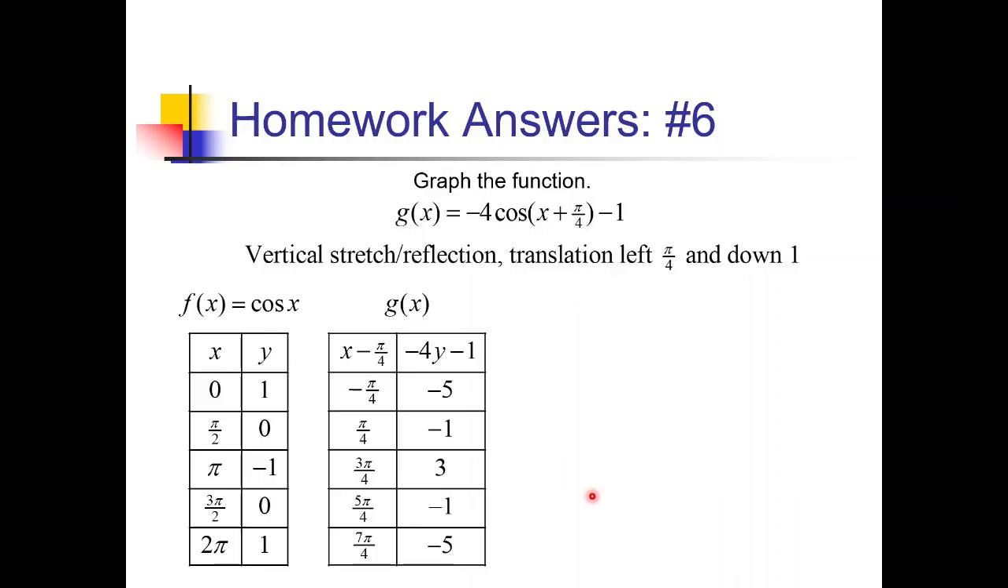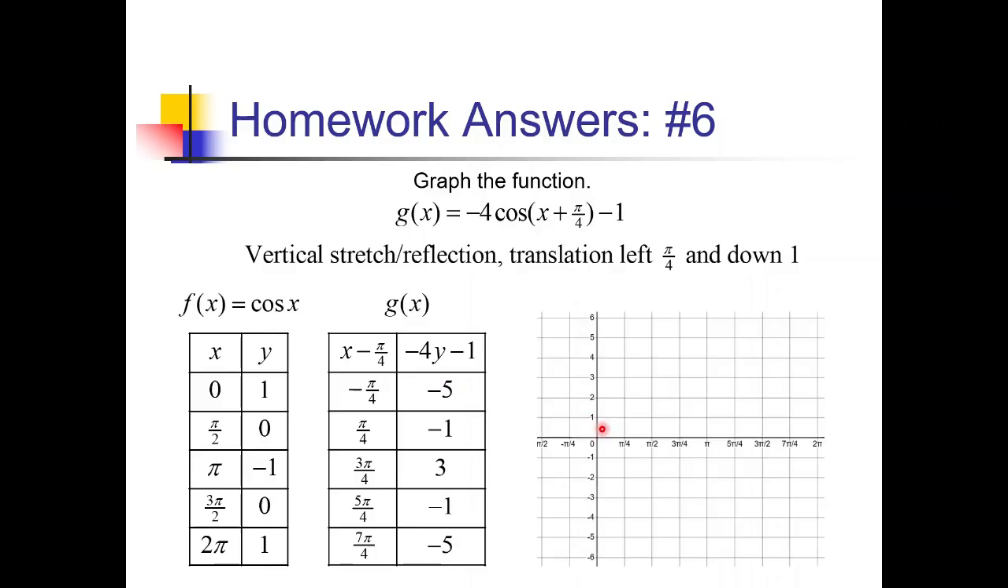So graphing all that out, I'm going to go by, I think pi over 4's works for the horizontal scale. Vertically, if I do just 1's, as long as I can get down to negative 5 and up to 3, I should be good on this. So our first point was negative pi over 4 comma negative 5 down here. Next we had pi over 4 comma negative 1. 3 pi over 4 comma 3, 5 pi over 4 comma negative 1, and finally 7 pi over 4 comma negative 5. And then let's graph that nice cosine curve.